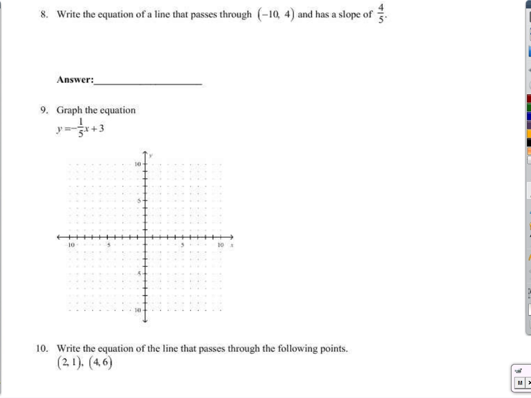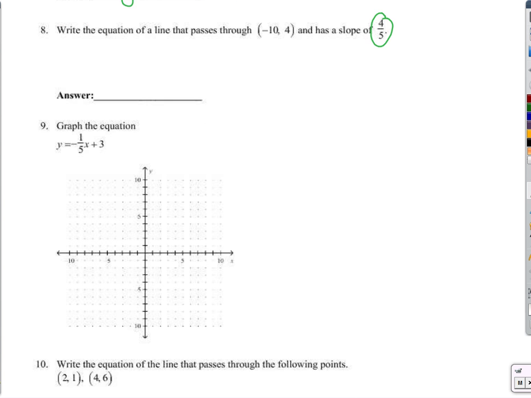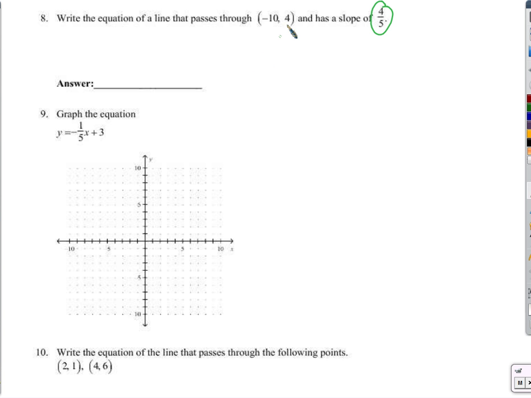And we're going to write the equation that passes through this point and has this slope. Okay, this is like the equation that we just did, except instead of having to do detective work to figure out what the slope was, we're just told what the slope is. We're told the slope is 4/5. So in the same way, we'll replace, right? This is y and this is x.